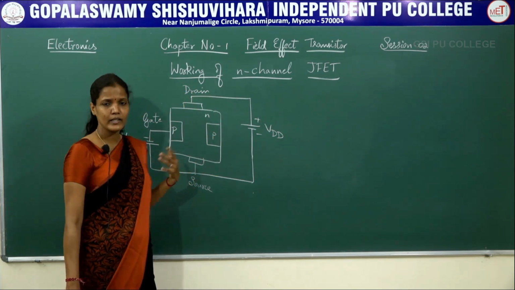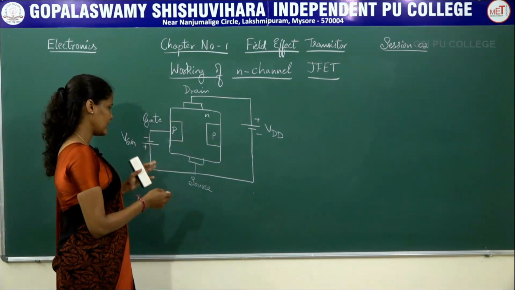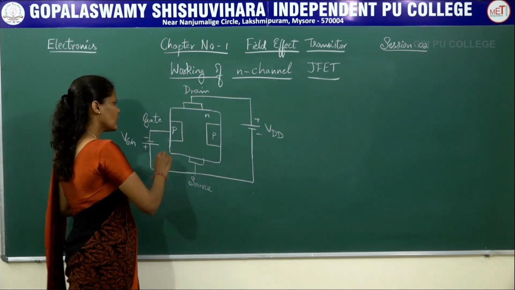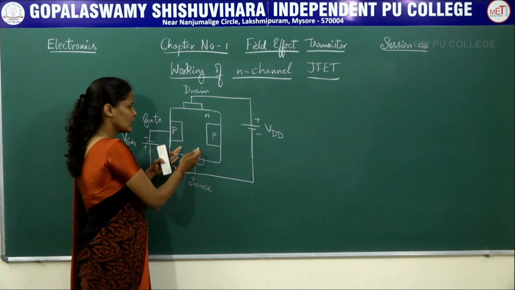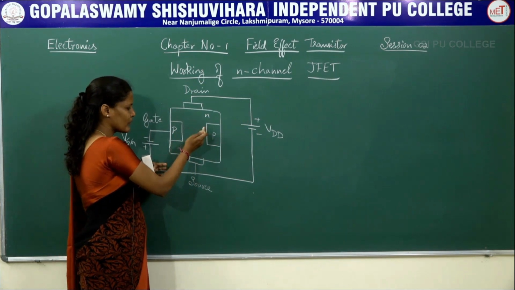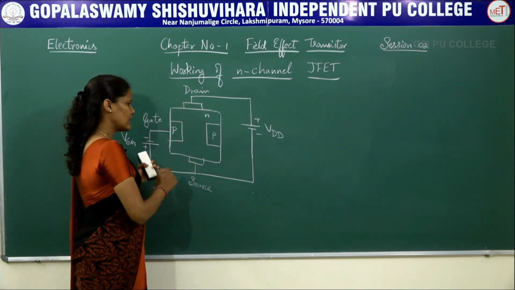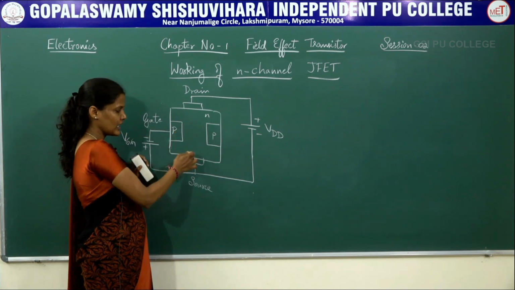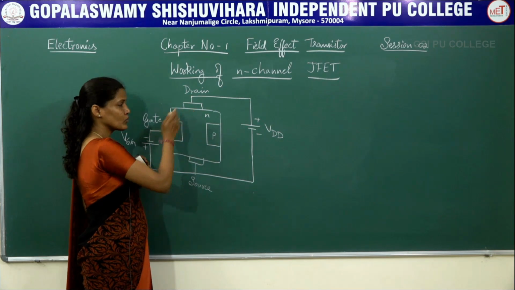Now let us try to understand what happens. Here, when VGG, the gate to source voltage, is 0, the width of the channel, not the depletion region, I am talking about the channel, will be very large. So there will be enough space for the charge carriers to flow from the source to drain. There will be more space available for the majority charge carriers of the N channel, electrons. Electrons will be flowing from source to drain.